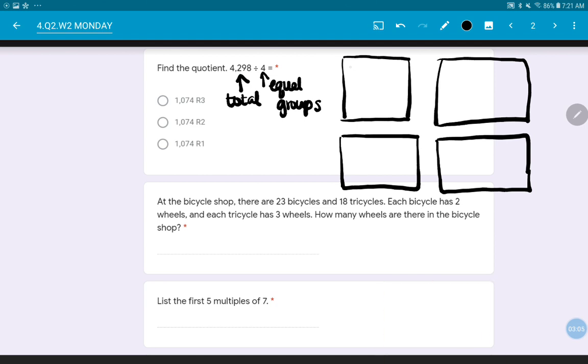So I see that I have 4,000s. I can give 1,000 to each group. That gets rid of all 4,000s. Then I have 200. So I can't give 100 to each group. But if I do some mental math, I know that I can give 50. 50, that makes 100. Another 50 is 150. And then another 50 makes 200. So I've gotten rid of all 200 of those.